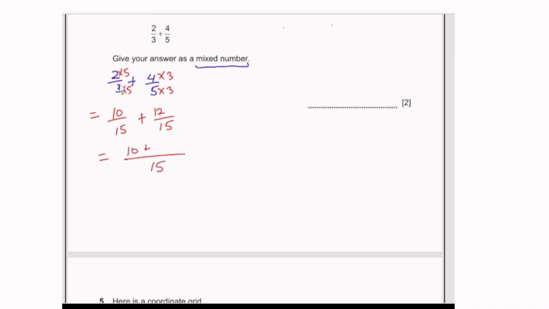So 10 plus 12 is 22 over 15, right? So then you need to write it as a mixed number. 22 divided by 15: 15 times 1 is 15. 22 minus 15 is 7. 15 is the denominator, so it will remain the denominator, the remainder goes here, and the divisor is here. So this is 1 and 7 over 15. That will be our final answer.